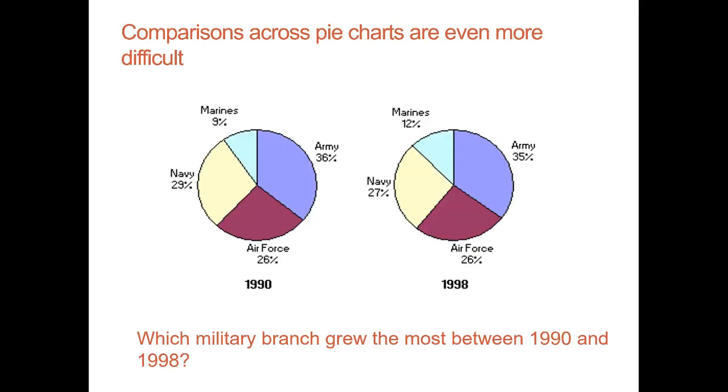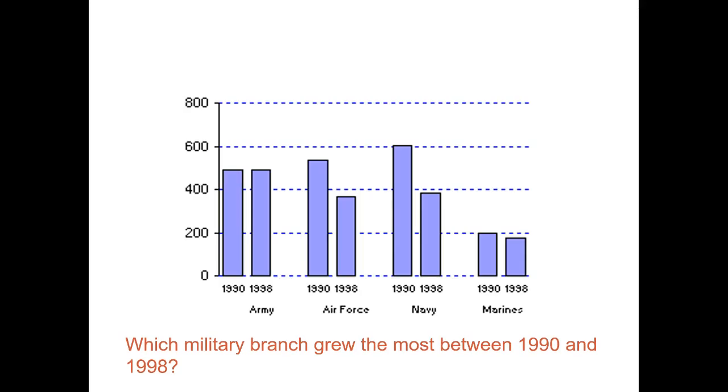And then if we want to show comparisons across multiple pie charts, it becomes kind of difficult to comprehend. So if I want to see which branch grew the most between these two times, look at how often your eye has to move. And pie charts often, it's just not the best representation for the data. Here's the same data, and we see, wow, really big difference with Navy that was kind of obscured in the other representation. Big difference in Air Force that was obscured in the other representation.